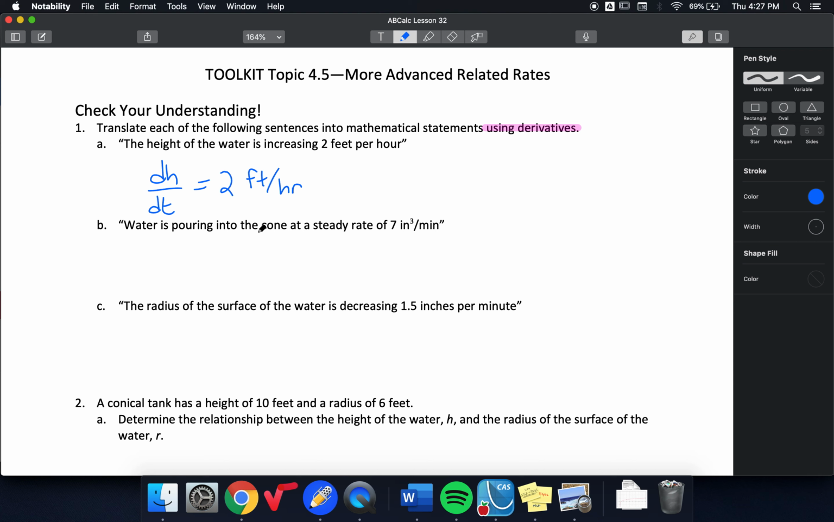Water is pouring into the cone, so I'm adding water into the cone. dV/dt is 7 cubic inches per minute. The radius of the surface of the water is decreasing at 1.5 inches per minute. dr/dt is negative 1.5 inches per minute.